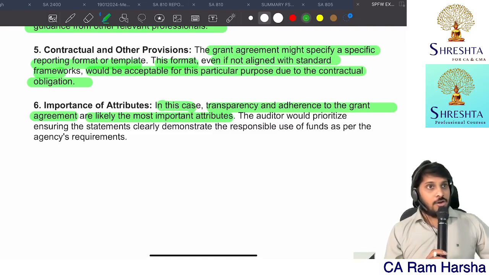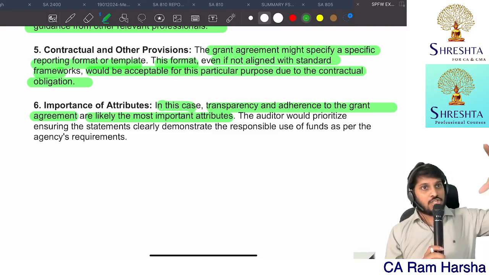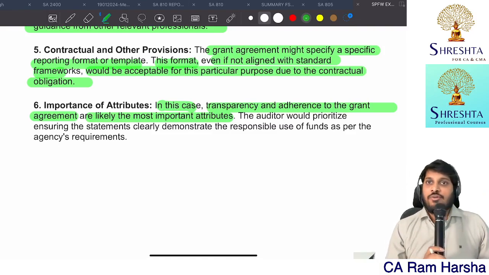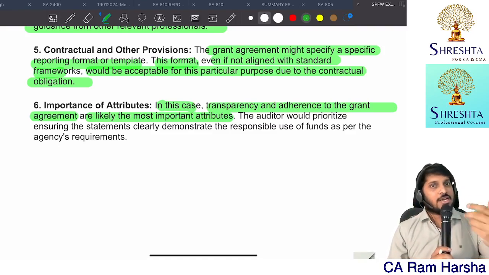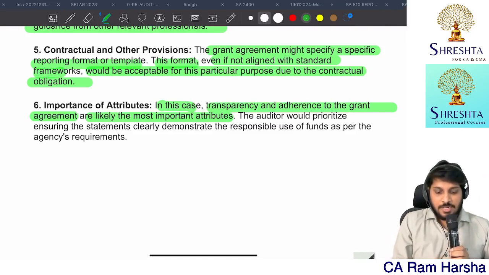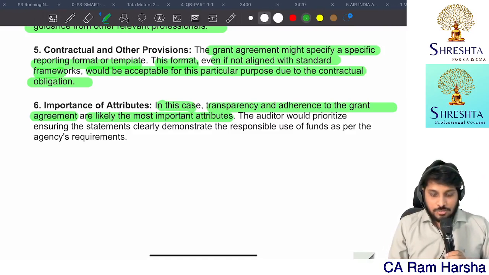So, should I follow financial statements preparation mostly as per the grant agreement or the NPO accounting standards body? Look, here you are preparing for the government agency purpose. Their agreements, their terms and conditions are the only important attributes. Consider that. That is what they have given here. Getting it? So that is what they have given.